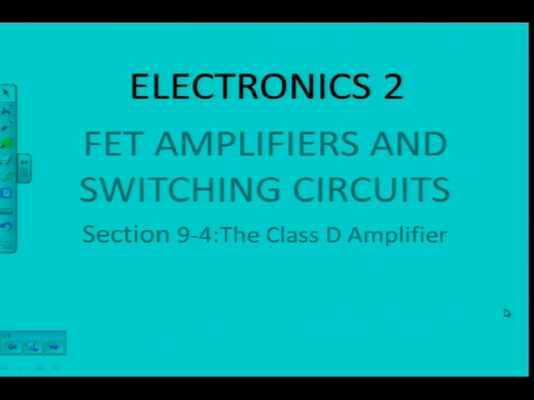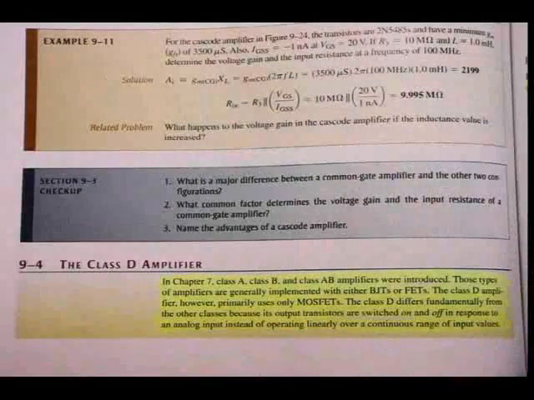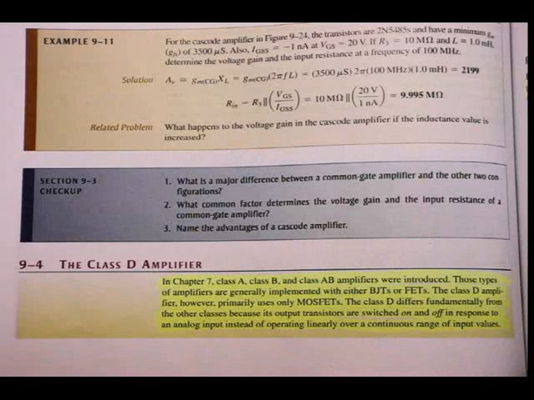Okay, we're going to carry on today with Chapter 9, Field Effect Transistor Amplifiers and Switching Circuits, specifically Section 9.4, the Class D Amplifier, on page 454. Just want you to underline again the sections that I have done. As usual, the introductory paragraph for the Class D Amplifier.